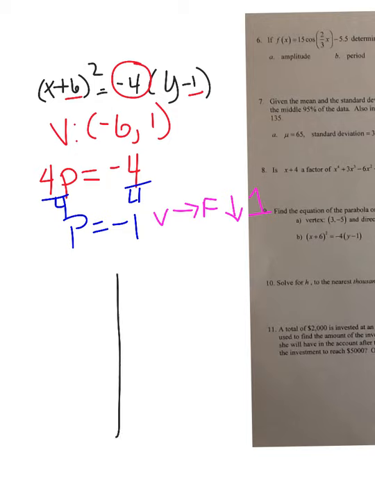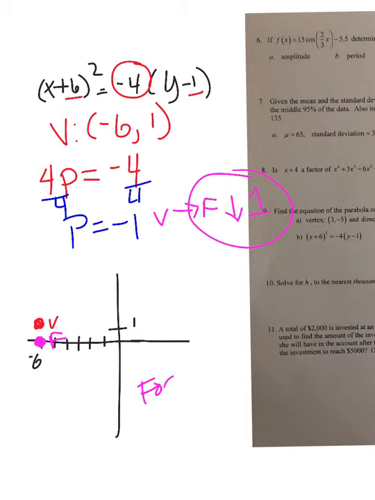Let's draw a picture. So I have (-6, 1). That's my vertex. My focus is down 1 unit, so this will be my focus. So my focus is going to be, let's see, (-6, 0).